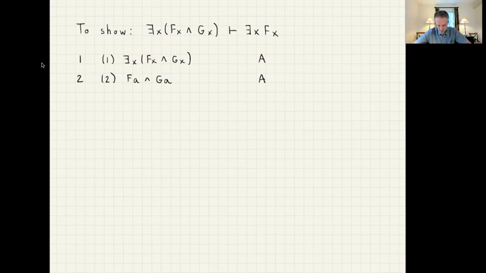Now I'll argue to the conclusion that I believe follows from the existential sentence on line 1. So I'm going to take out just the F from line 2. So, conjunction elimination.